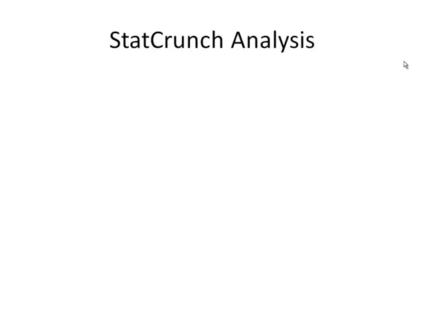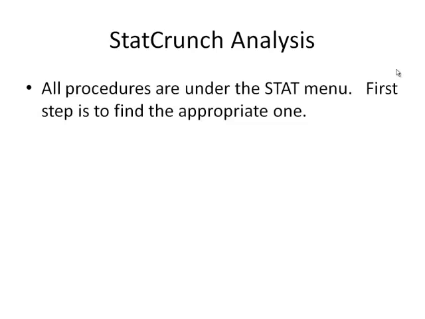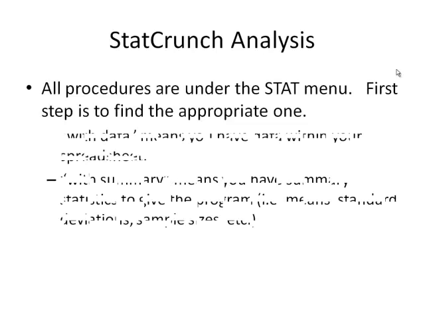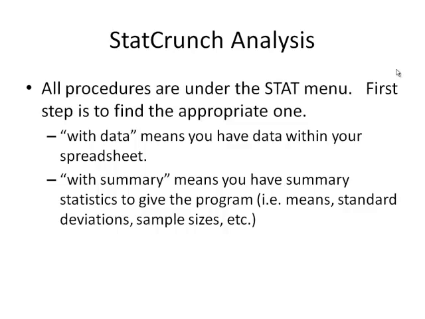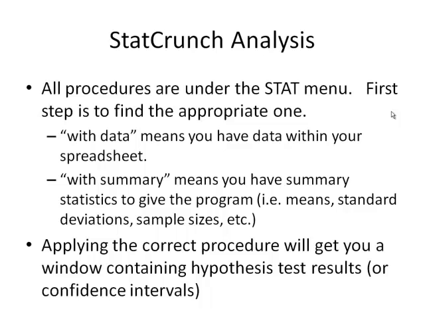Now we want to look at the StatCrunch analysis, and so to do that, I'm going to go into StatCrunch. All of the procedures, including the one-sample t, will be under the Stat menu. Your first step is to find the appropriate procedure, and then once you find it, you'll choose either with data or with summary, depending on whether you have data in your spreadsheet or whether you would like to feed the program a mean and standard deviation. So let's go to StatCrunch and see if we can apply the correct procedure for our example to get the results of this hypothesis test.